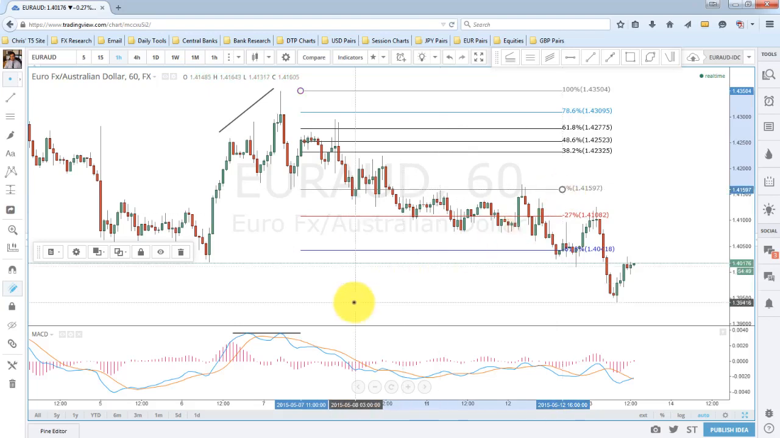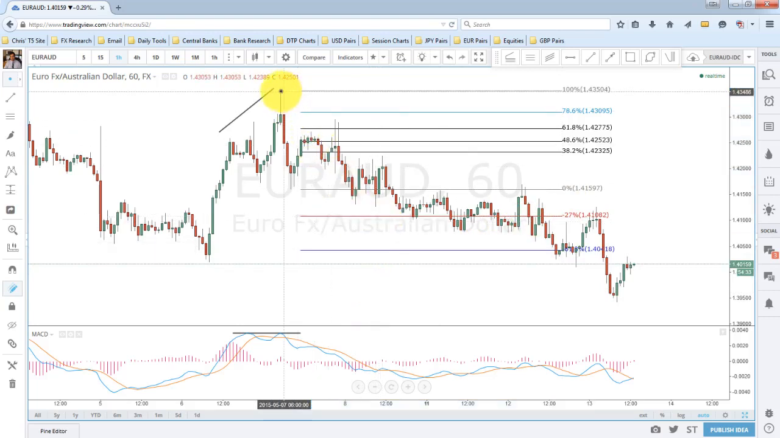It's important to remember that this is the extension tool. The extension tool only takes into account this swing and extends these fib ratios. Okay, so it only takes into account one swing. Now let's talk about the expansions.